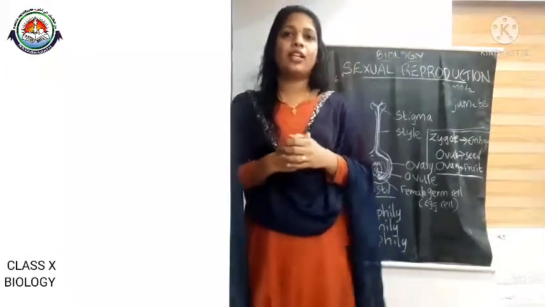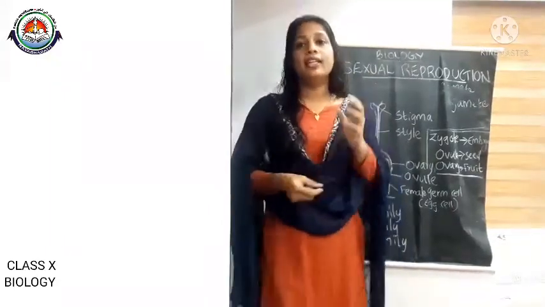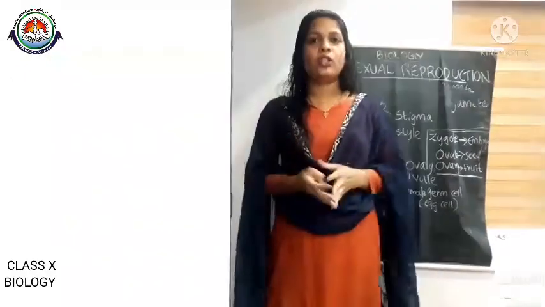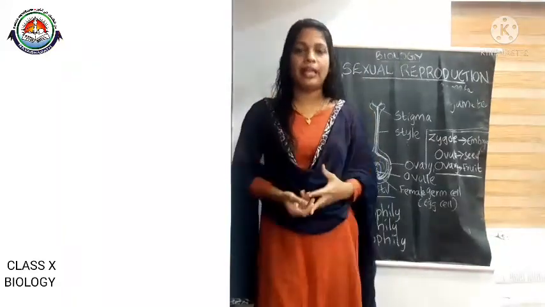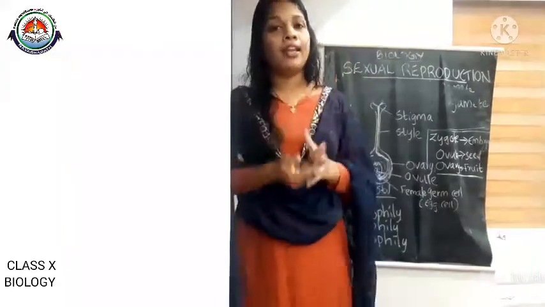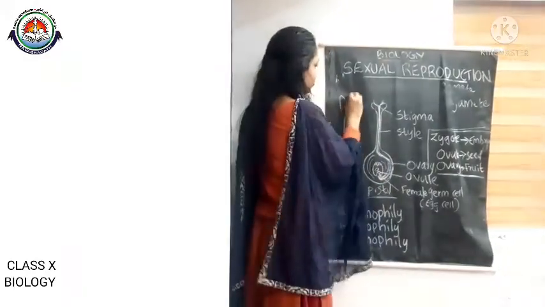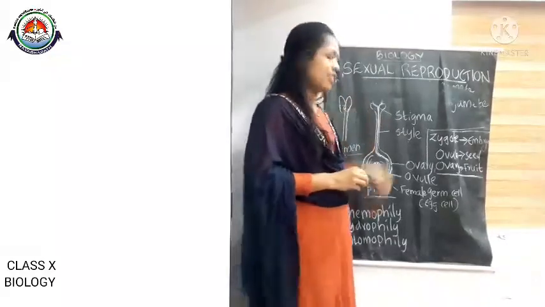In today's live class, we discussed sexual reproduction in flowering plants, and we also started sexual reproduction in human beings. In sexual reproduction in flowering plants, we know that in angiosperm plants, the male reproductive part of a flower is the stamen, and the female reproductive part is the pistil.